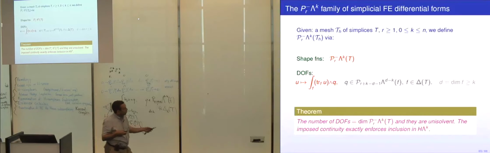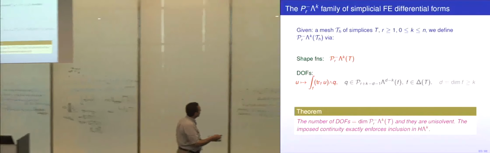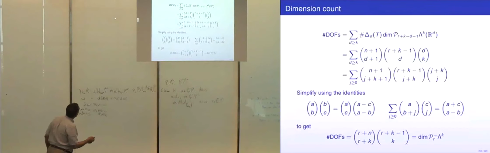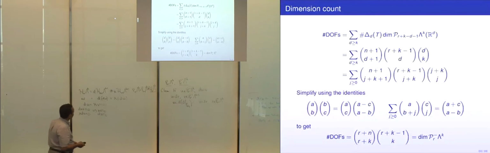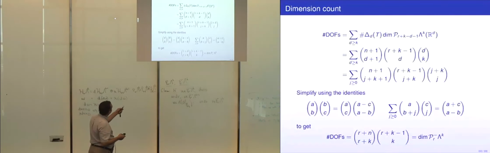Okay, I'm going to go through the proof of this theorem, at least the first sentence. So we have to do a dimension count. How many degrees of freedom are there? Well, for each face of dimension d, k or more, so this is the number of faces of dimension d in the n simplex.